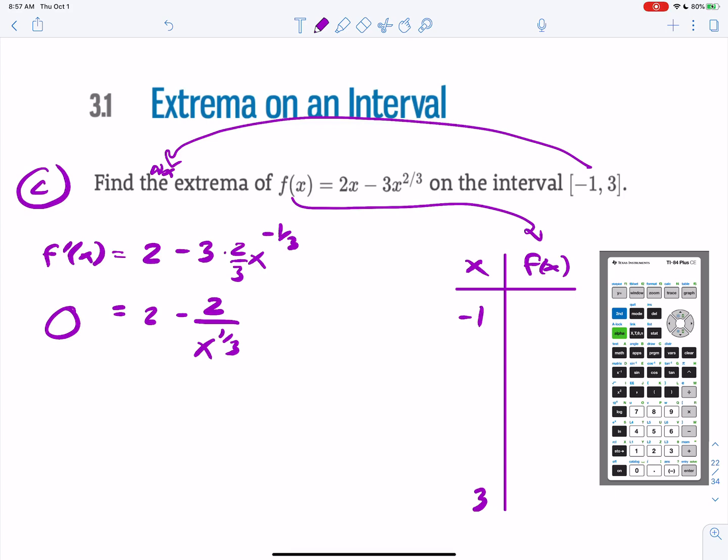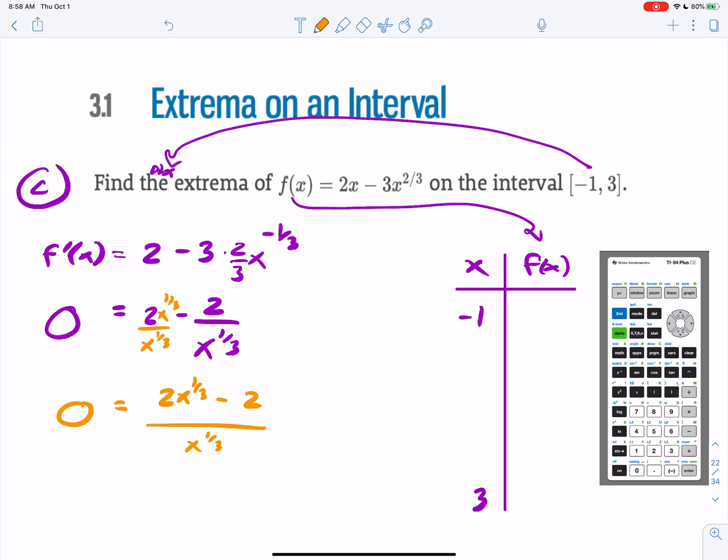Okay, so here's the thing. What you guys have to do is, well, how do we subtract fractions? We need common denominators. So we're going to need an x to the 1/3 here, x to the 1/3 here. That'll give me 2x to the 1/3 minus 2 all over x to the 1/3 equal to 0.